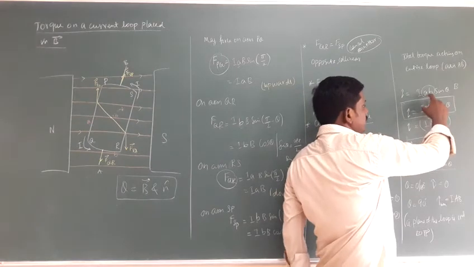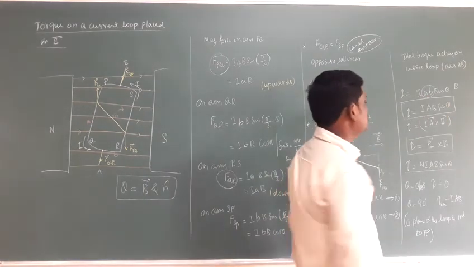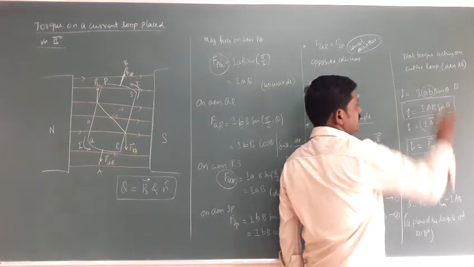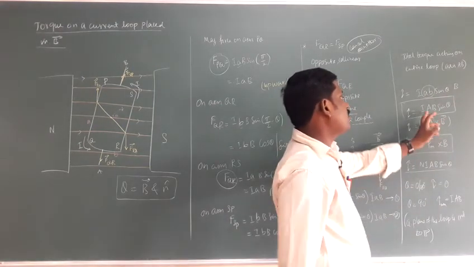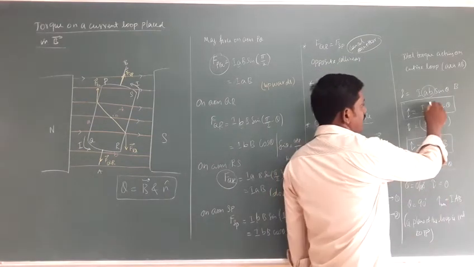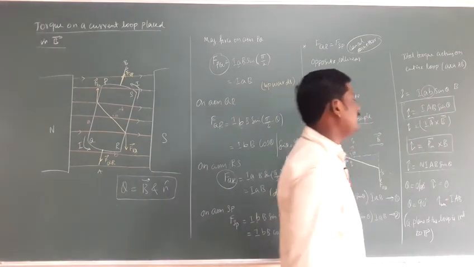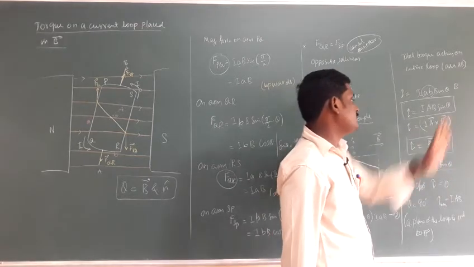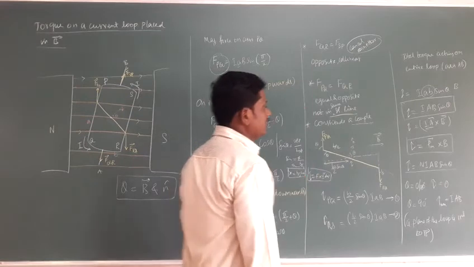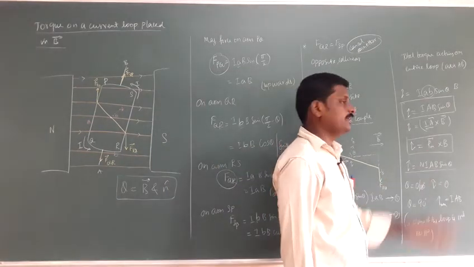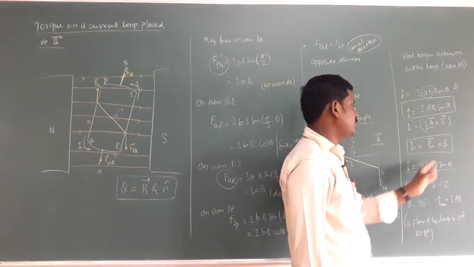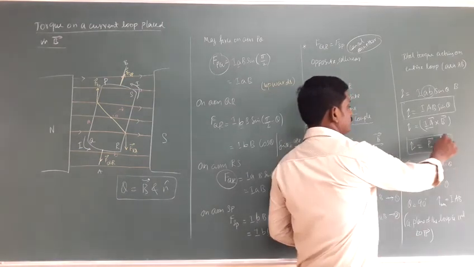Here area: length into breadth, so L into B is area, so just replace AB by capital A, so IAB sin theta. So A cross B equal to AB sin theta. Then I is the current, A is the area, so IA is equal to the magnetic dipole moment, so it's BM. This is another form: torque tau is equal to BM cross B.